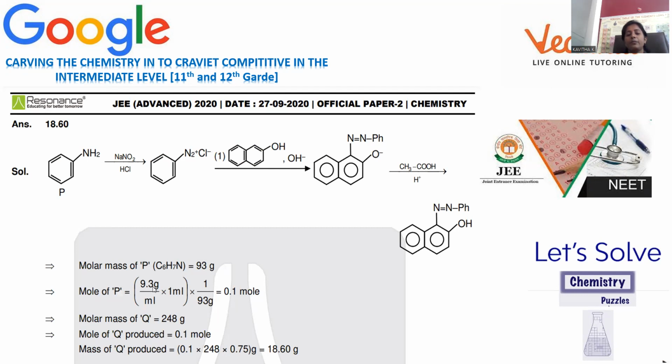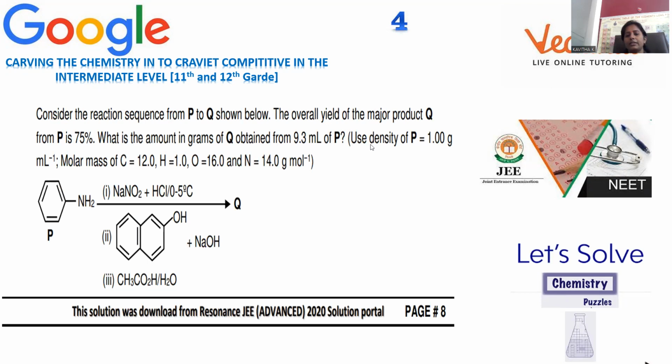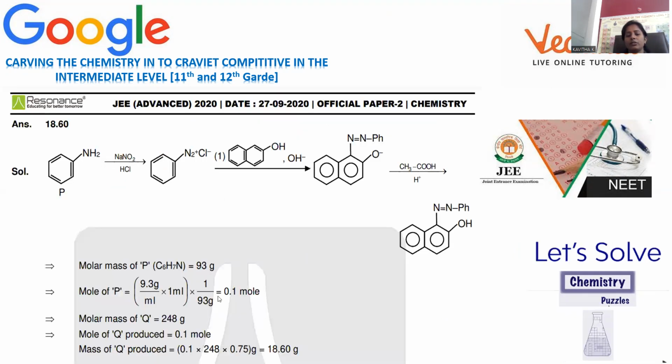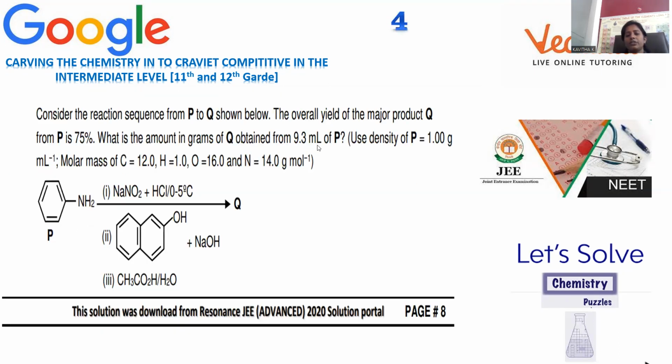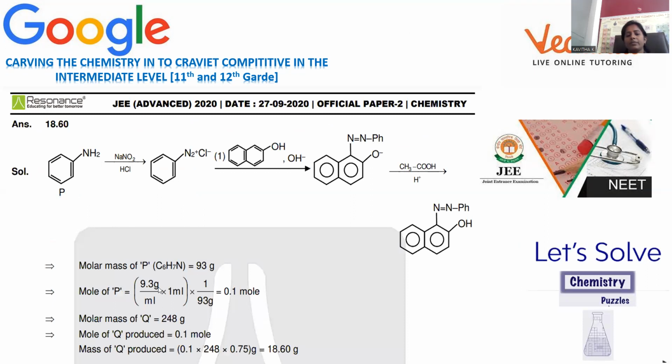So for example, 9.3 ml will be given. You have to convert it into grams. How can we convert ml into weight, that means volume into weight? Density is equal to mass by volume, then mass is equal to density into volume. Here, the density of P is provided as 1 gram per ml, so you multiply 9.3 into 1, and it becomes grams. The problem mentioned milliliters, and it became grams by multiplying with 1, the density being 1.